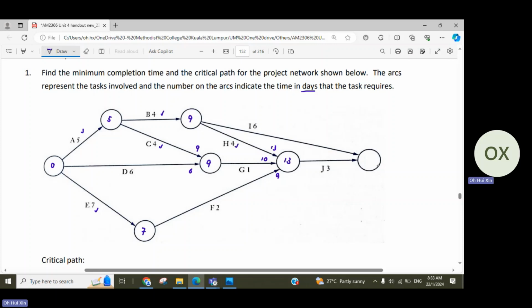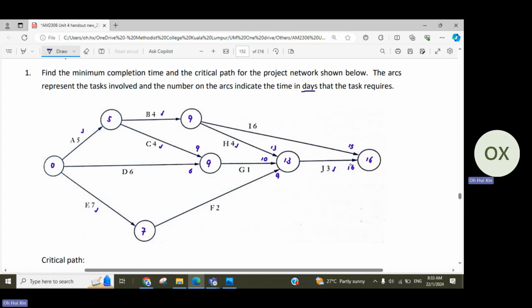Then for the ending here, you can see that there are 2 arrows. So 9 plus 6, you have 15 by the time you complete I. 13 plus 3, by the time you complete J, it will be 16 days into the project. So even though we finish I first, since J is not completed, we still need to wait for J to complete. So the minimum completion time for this project network will be 16 days. And how do we get 16? It's actually based on J.